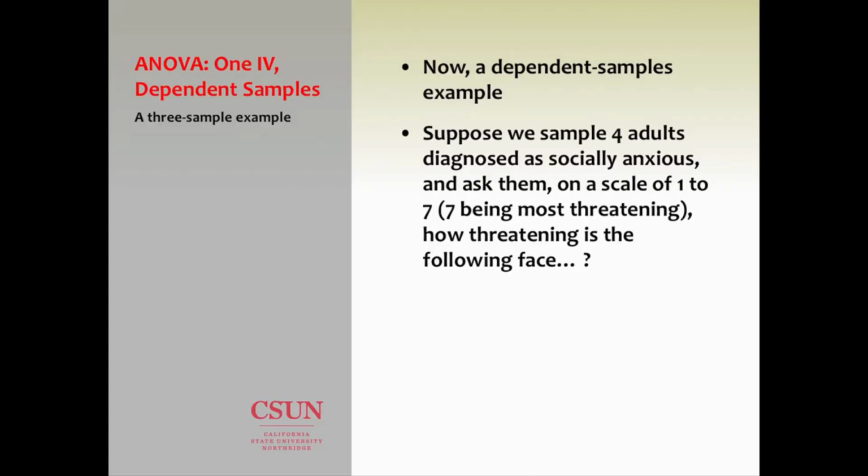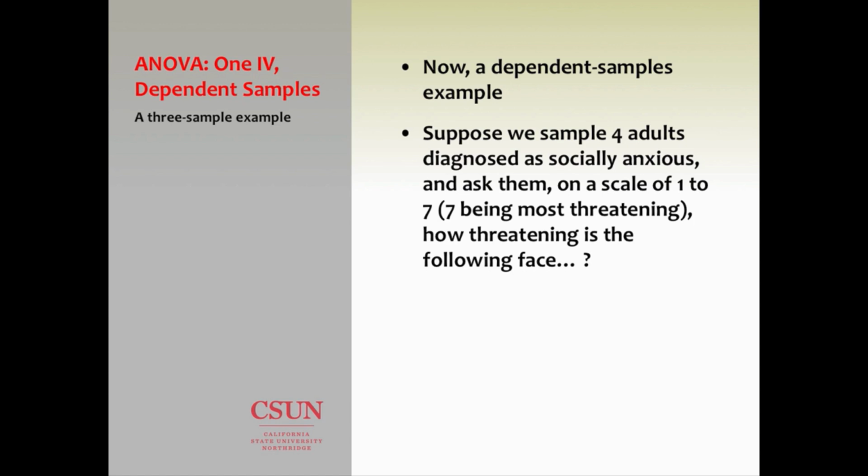Okay, so getting back to our roadmap of decision making here, when you have one independent variable with multiple levels or multiple groups that make up that independent variable, you're doing an ANOVA, but you have to make one more decision, and that is whether the samples are independent or dependent.